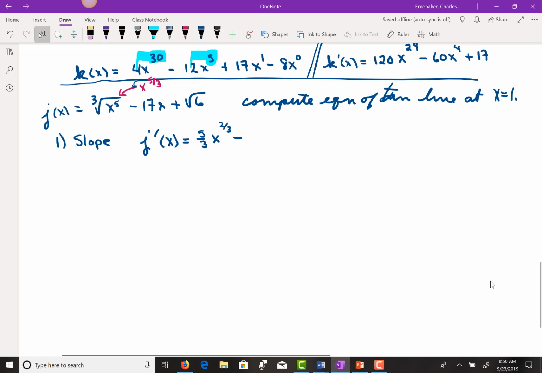Minus, what's the derivative of the next term? Well, let's see, the exponent on it is a 1, so we're going to have a negative 17 times 1 is a negative 17, and it's going to be x to the what power? 0. And anything to the 0 power is 1. That's just going to be minus 17 plus, what's the derivative of the square root of 6?